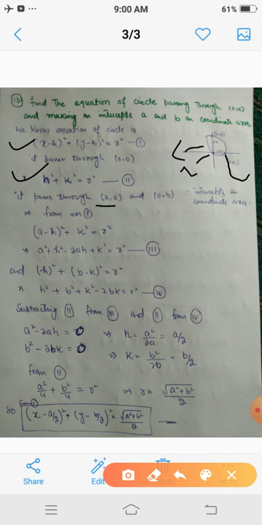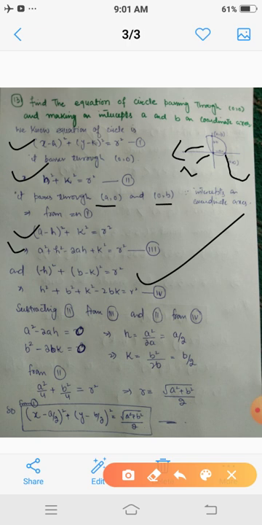Also it passes through (a, 0) and (0, b) because intercepts on coordinate axes, which implies that on substituting in the first we get (a − h)² + k² = r², or a² + h² − 2ah + k² = r², because (a − h)² = a² + h² − 2ah. Similarly, it passes through (0, b), which implies that h² + (b − k)² = r², or h² + b² + k² − 2bk = r².